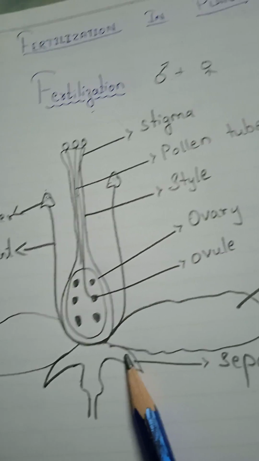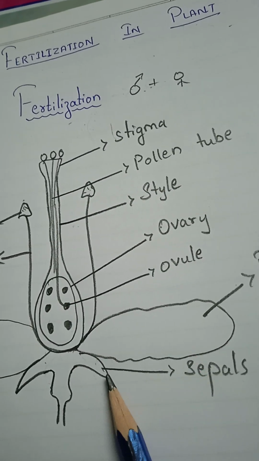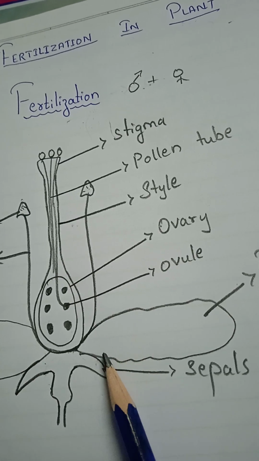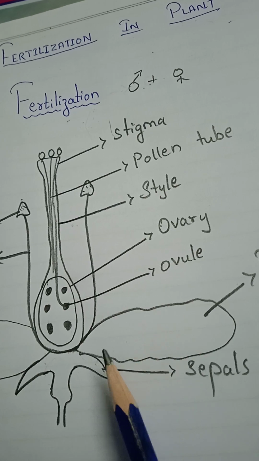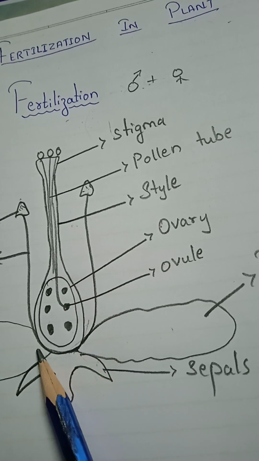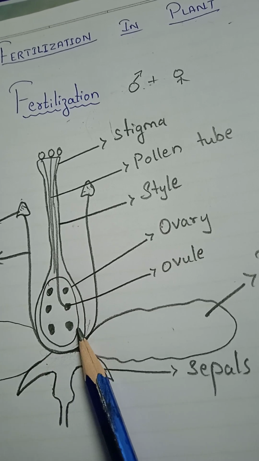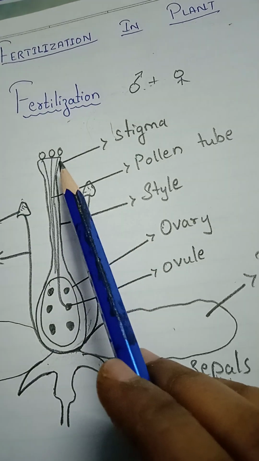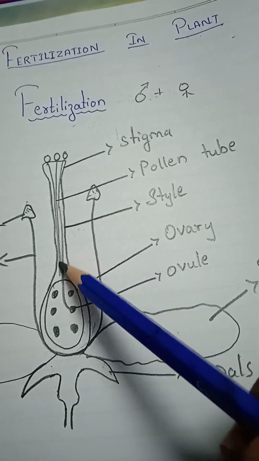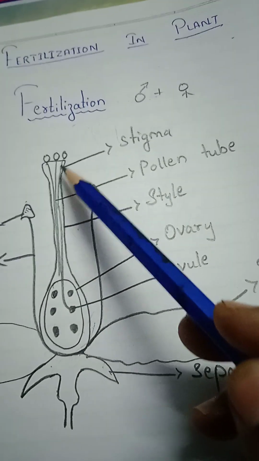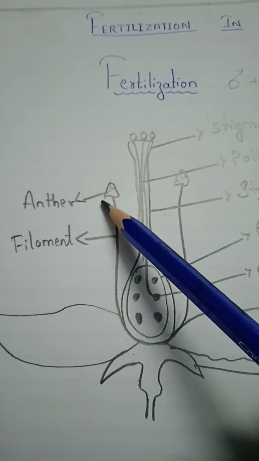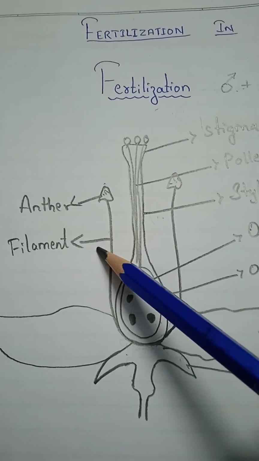Here is a sepal, which forms the first whorl of a flower, and after fertilization it sheds, dries and falls off. These are the petals. This is the ovary, at the base of the flower, and ovules are present in it. This is the female reproductive part. Here are the stigma, style and ovary, which form the female reproductive part, and the anther and filament are the male reproductive part.